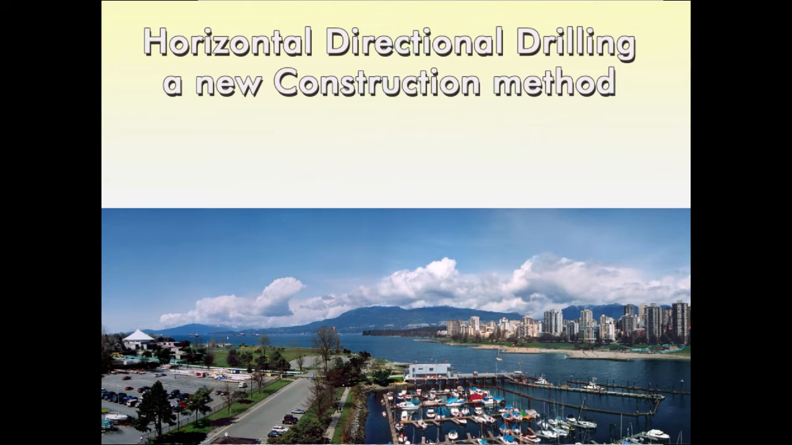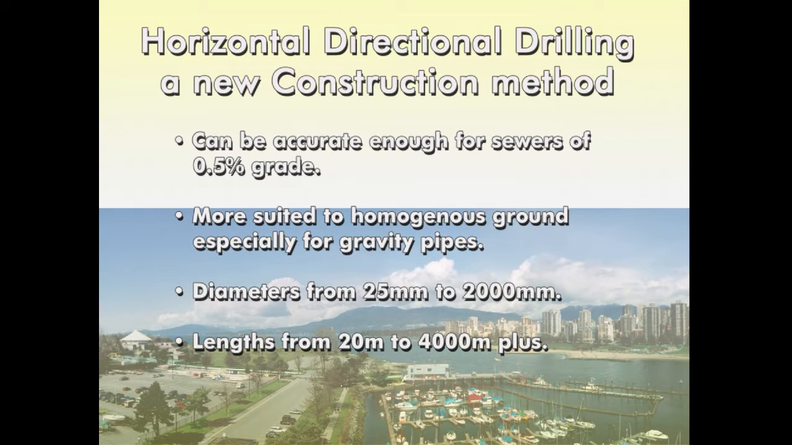Horizontal directional drilling. It's something that a lot of people associate with trenchless in general. They kind of think everything is horizontal directional drilling. It's just one of the many ways of achieving trenchless technologies. It can be used to install sewers down to half or 0.3% grade if the ground is suitable. The ground has to be fairly homogeneous.